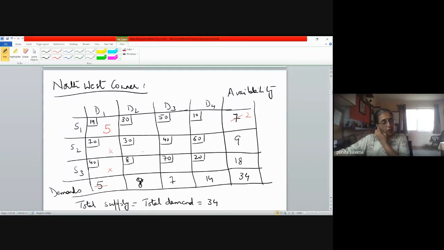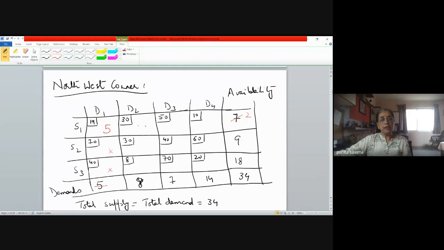Now, since we have moved to S1, D2, see what is going to happen. In this cell, we have to choose between 2 and 8. Now, what is the minimum? The rule remains the same. We have to allocate the minimum of Ai and Bj, whichever cell we are in.